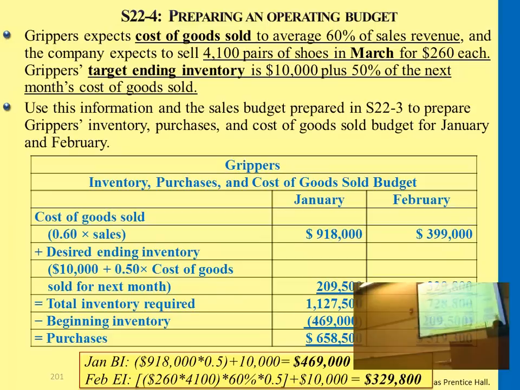Okay, so same theory here. We need to have $728,800 of inventory in February, and we had at the end of January $209,500. Compare the two, and we need to make additional purchases of inventory worth $519,300.